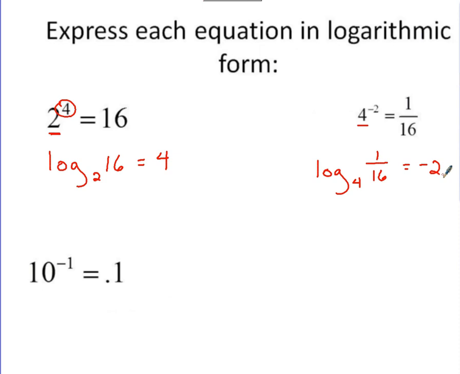All right, last one down here, you got 10 to the negative first equals 0.1, so it equals 1/10. That should make sense. Here I would have log base 10, since that's the base on the exponential piece. 0.1 would be plugged into that logarithmic function, and that would equal negative 1, because negative 1 was the exponent on the exponential piece.